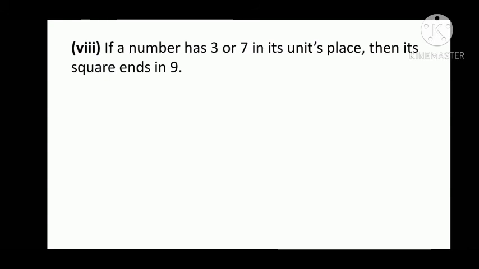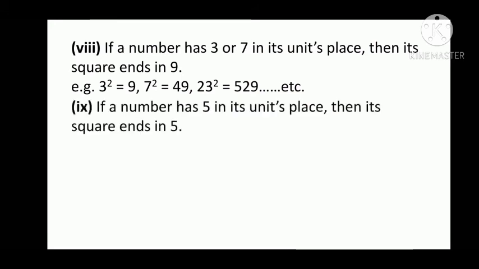If a number has 3 or 7 in its units place, then its square ends in 9. For example, 3 square is equal to 9, 7 square is equal to 49, 23 square is equal to 529, etc. Coming to the next property, if a number has 5 in its units place, then its square ends in 5. For example, 5 square is equal to 25, 25 square is equal to 625.